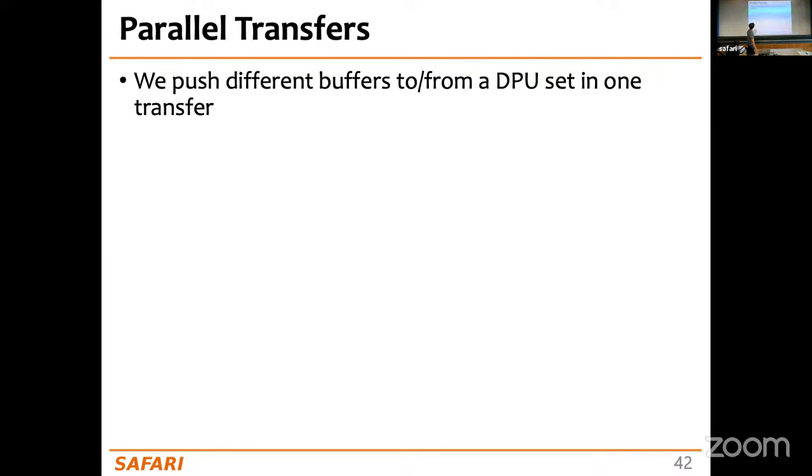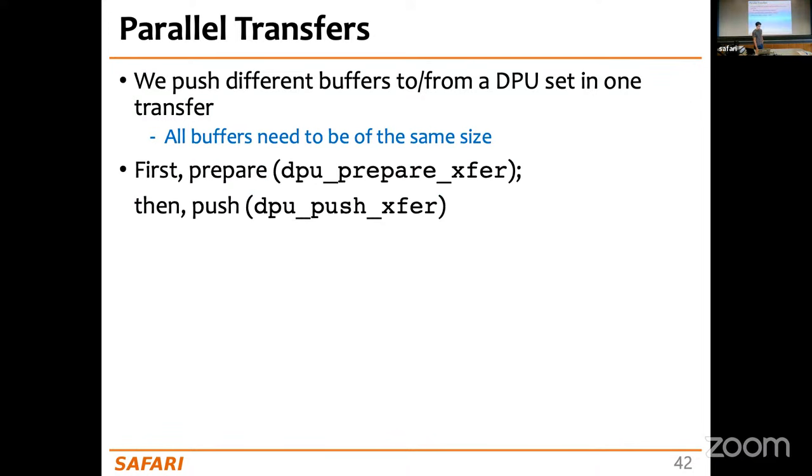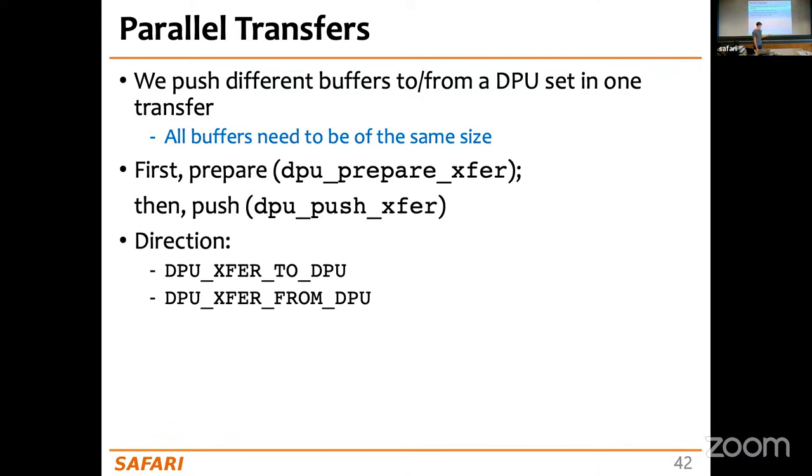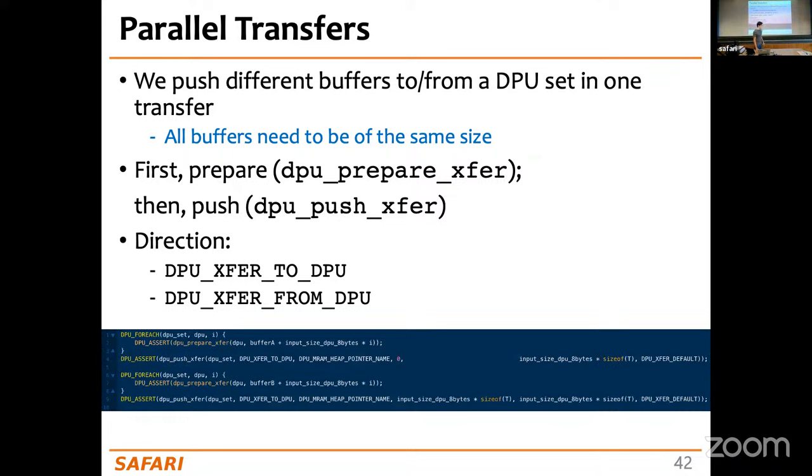Parallel transfers: we push different buffers to or from a DPU set in one transfer. All buffers need to be the same size. The first thing that we have to do is to prepare the transfer and then push it. Here we don't have two different APIs as in the serial transfer, where we have copy to and copy from. Here we have two APIs, but for different purposes. We define the direction of the transfer with one of the input parameters for the push API. Data could be transferred to the DPU, or it could be transferred from the DPU.